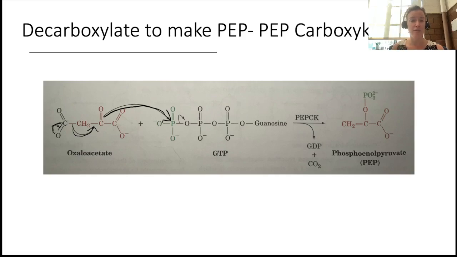Now this cleavage of the GTP again provides us that energy and phosphorylates part of the oxaloacetate to then form PEP, our high energy molecule that's going to be then shuttled backwards through gluconeogenesis.